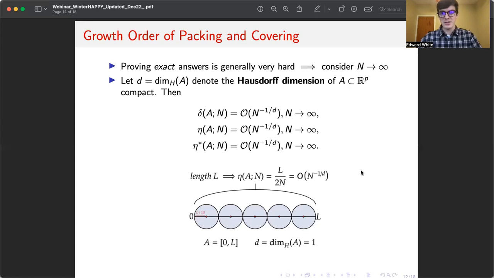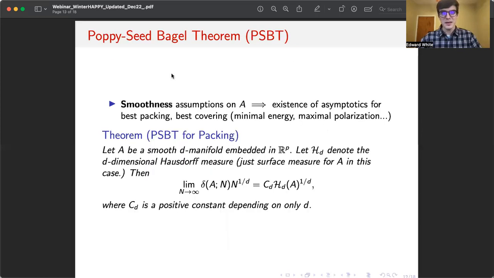In general, this is still true for more general cases, but we won't try to describe those with pictures. This gets into one of the main results in this area, the aptly named Poppy Seed Bagel Theorem, and we'll see why this is such a great name. Under some smoothness assumptions on our compact set A, we can get the existence of the asymptotics for the best packing and the best covering, or if we extend it further, the minimal energy or the maximal polarization, et cetera.